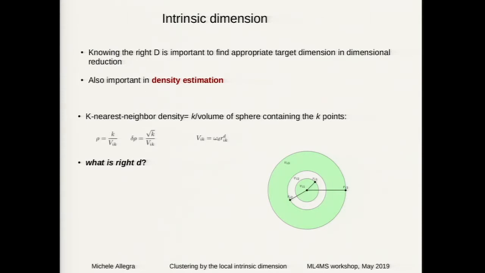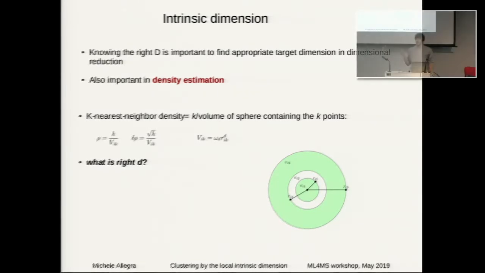I will not tell you about this in detail, but a simple way to estimate the density of points in the space is a so-called k-nearest neighbor estimator, which just considers around each point the sphere containing the first k neighbors and estimates the density as k divided by the volume of the sphere containing the points. The problem is that the volume of the sphere is an angular factor times the radius of the sphere to the power of d, where the proper d is not the extrinsic dimension of the space, so the number of coordinates, but is the intrinsic dimension of the surface.